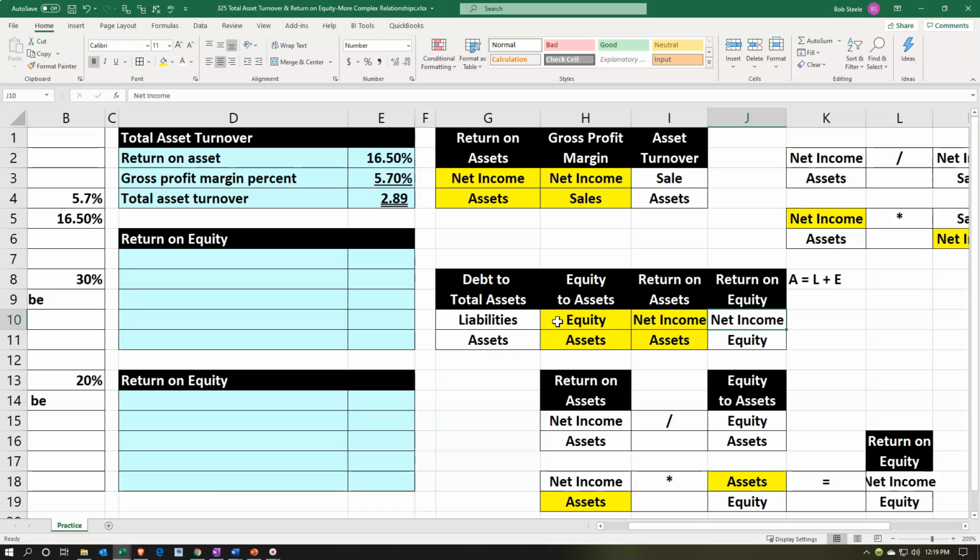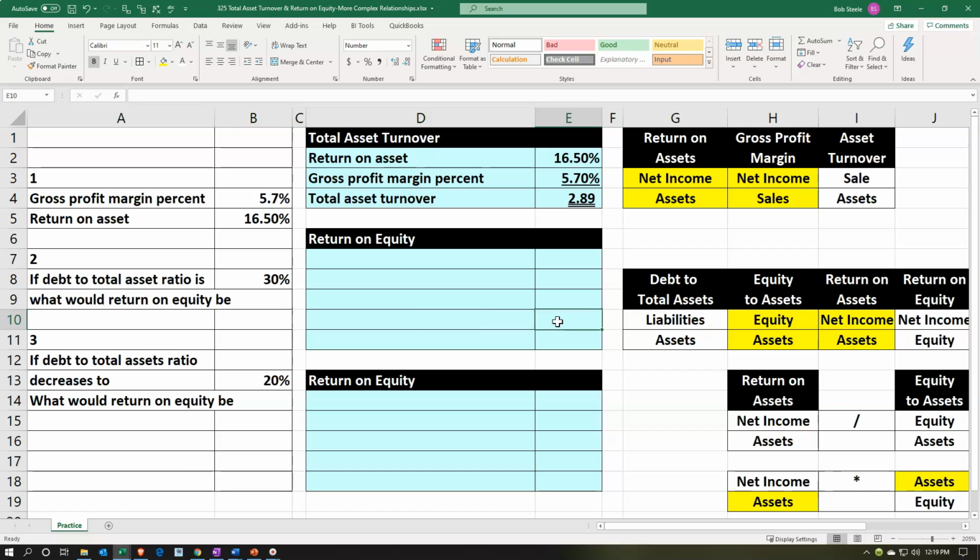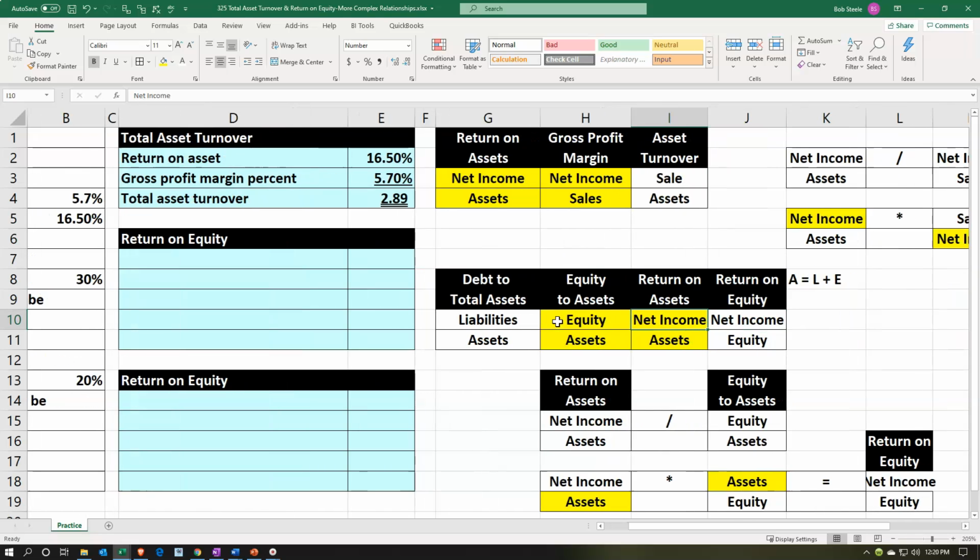So we're looking for basically the net income number, and we know that the return on assets that we have been given over here, return on assets at that 16.5, is net income over assets. So that's going to be the net income over the assets.